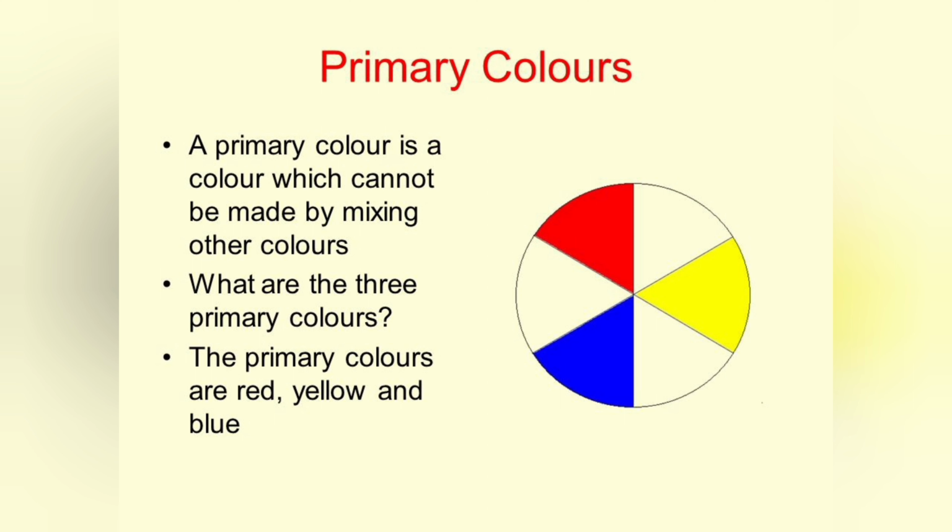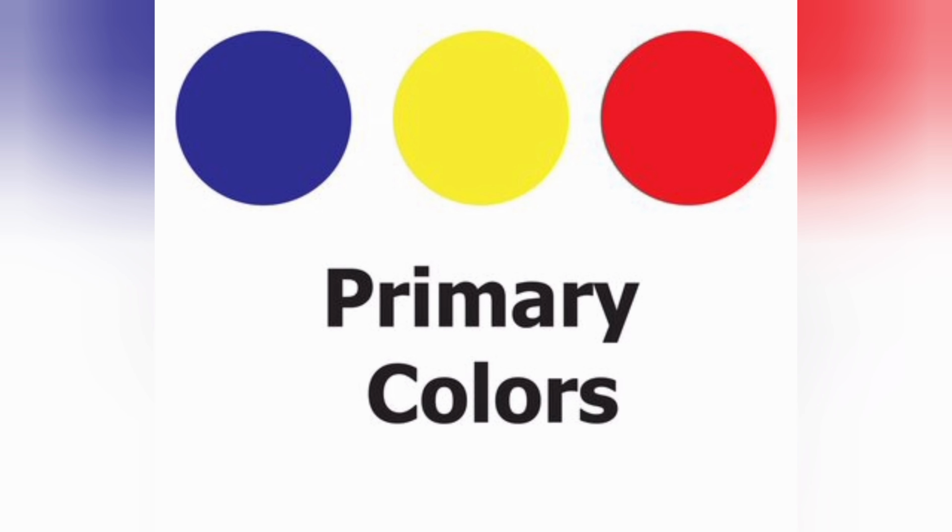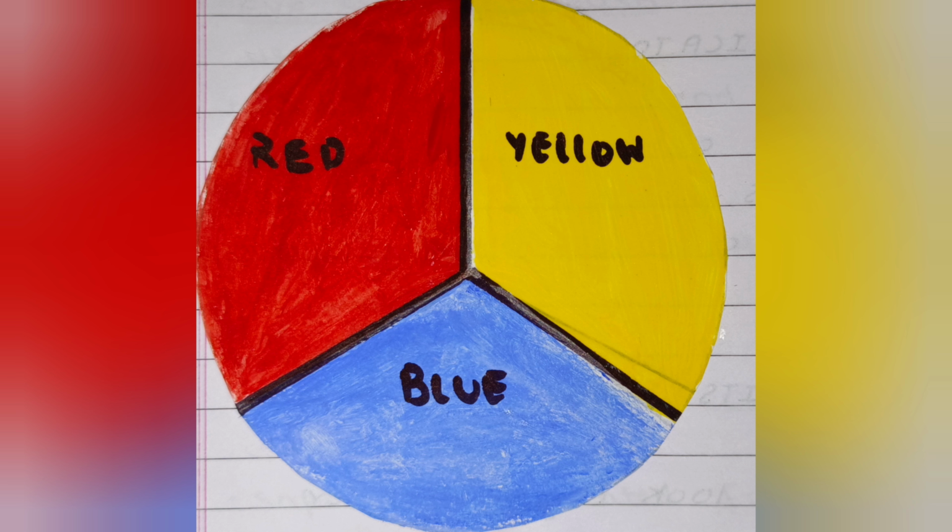Now, the color wheel is a simple way to look at the basic relationship between the 12 colors shown on the wheel. It also explains in simple terms how to mix colors to create new ones. Primary colors. These are original colors that cannot be created by mixing other colors. Red, yellow and blue. These are the primary colors.